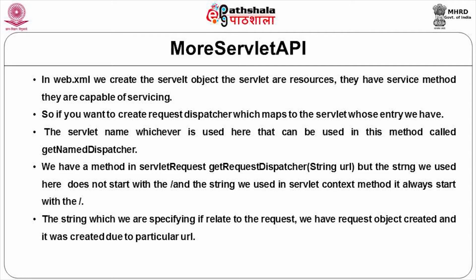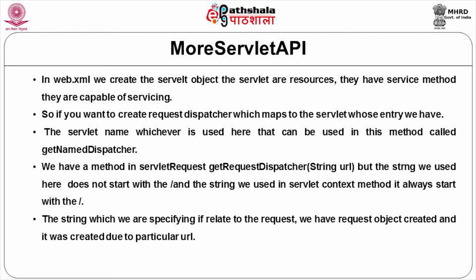So two methods in the servlet context object to create a request dispatcher, and then we have one more method, in the servlet request itself. In the servlet request we have this method called get request dispatcher, where we give a string, again a URL, but the difference between the string we use here and the string we use in the servlet context is this: the method in the servlet context we always start with a slash. The method here, in the servlet request, takes a string which is relative to the request.